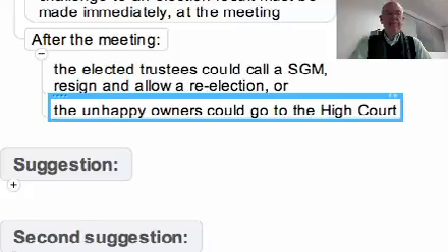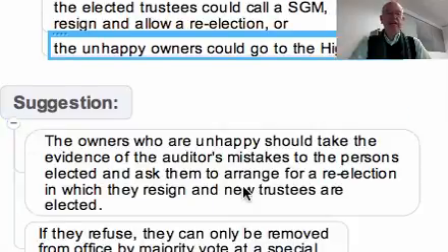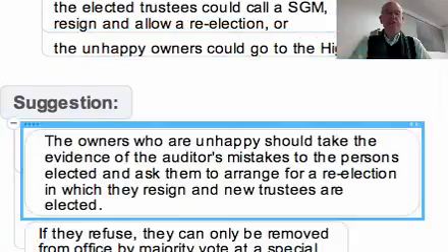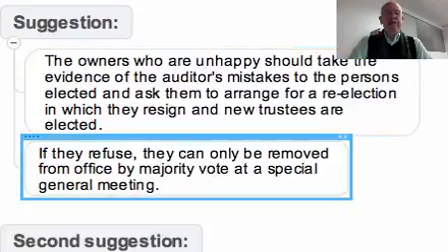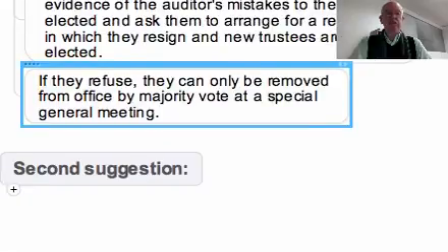force the matter. But my suggestion is that the owners who are unhappy should take the evidence of the auditor's mistakes to the persons elected and ask them to arrange for a re-election in which they resign and new trustees are elected. Don't make an aggressive situation where none may exist. Some of them may genuinely have believed that they were elected. If they refuse, then they can only be removed from office by majority vote at a special general meeting.